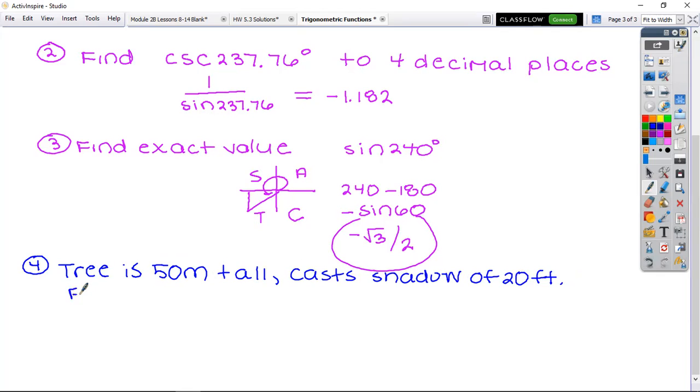So find angle of elevation. Again, just think of being at the mall and you're getting on an escalator. So here's my right triangle. Here's my angle of elevation. Shadows are located on the ground. And then your tree is 50 meters high.